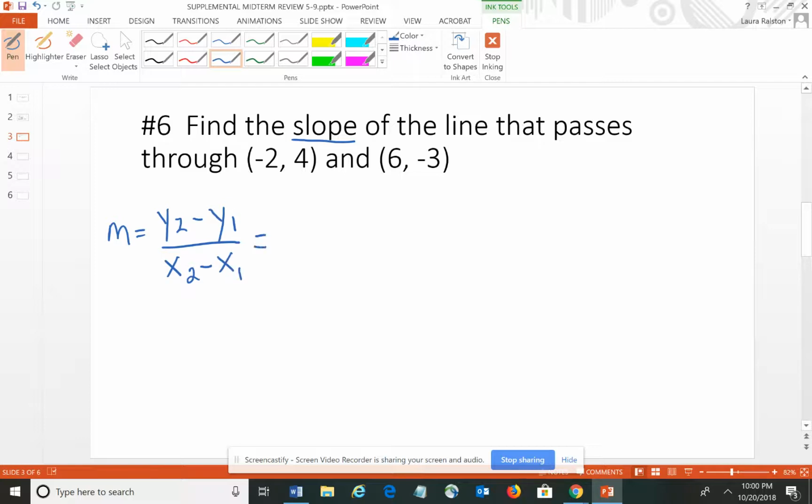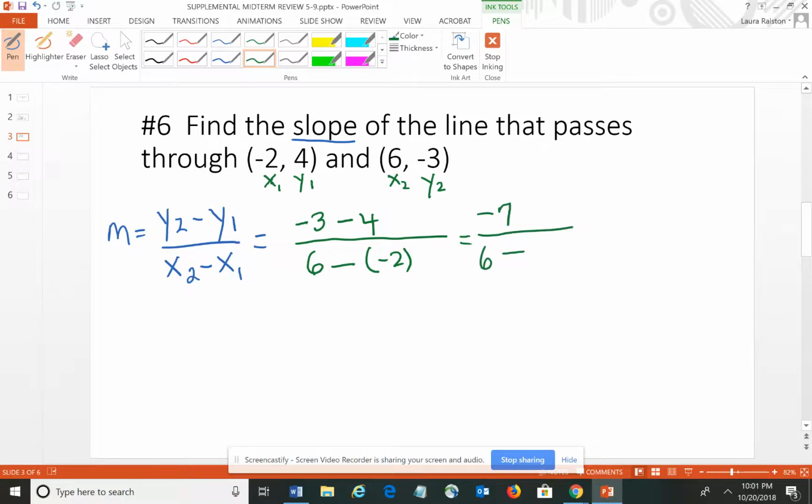The slope is y2 minus y1 over x2 minus x1. And I like to label my points so I don't get confused when I'm plugging in. So I have x1, y1 in the first pair, and x2, y2 will be the second pair. So I'm going to substitute into the equation. So I would have negative 3 minus 4 over 6 minus negative 2. So that gives me negative 7 over 6 plus 2, which is 8. So I end up with a slope of negative 7/8.